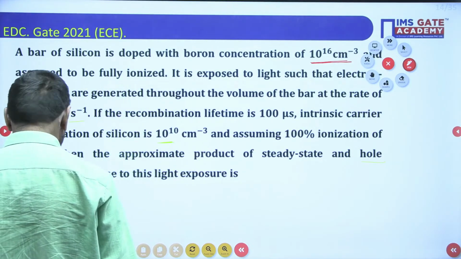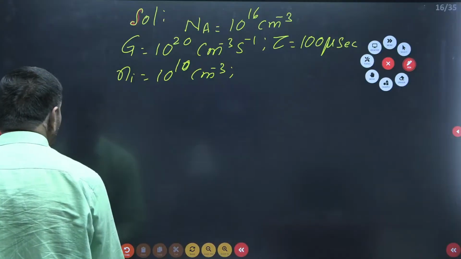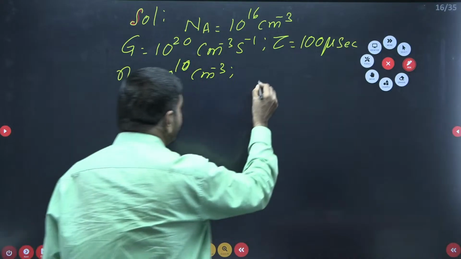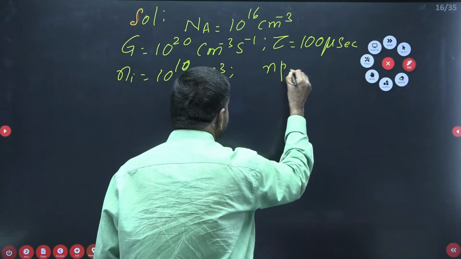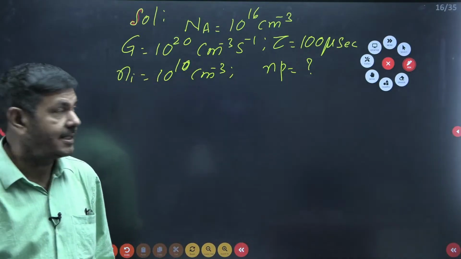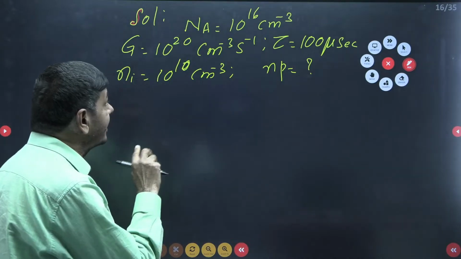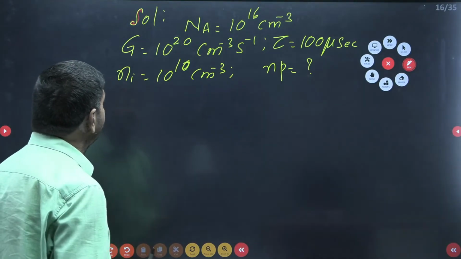Understand? That is what is missing, I think. Then we can write the electron and hole concentration I want: n into p equal to how much? The question clearly asks for electron and hole concentration. But how can I get the product of n and p here? Can anybody find it?